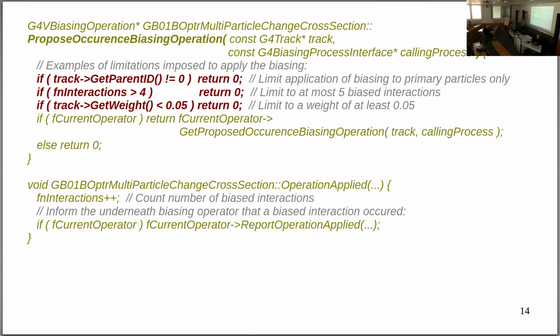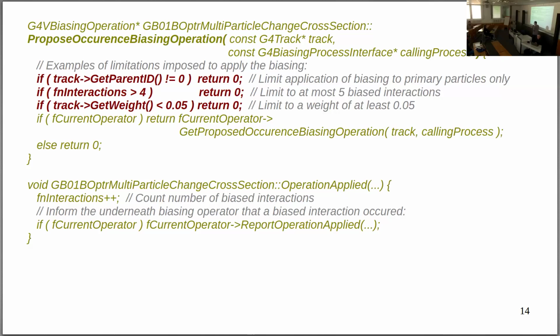And here you can put some if statement if you want to limit the application of biasing. So for instance, you could apply biasing only for primary particles, not for secondaries. This is just an example, it depends on the application. Or you can apply biasing only to the first maximum 5 interactions, and then you want to continue naturally, not biasing anymore.